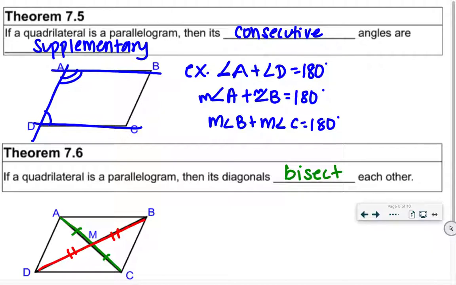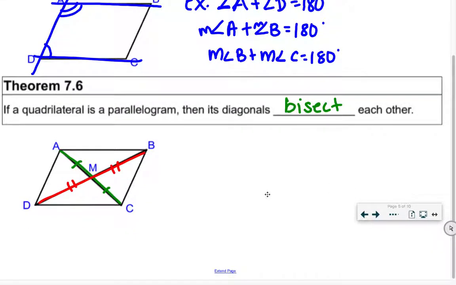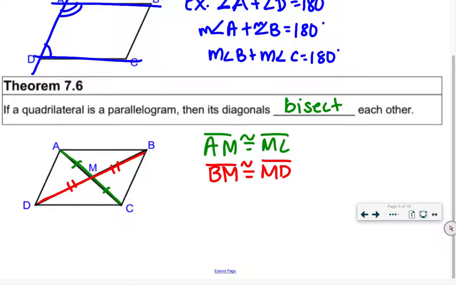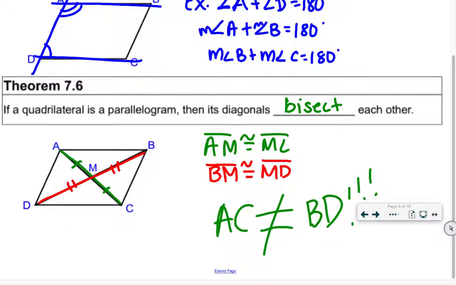When you have a slanted figure like that, one diagonal will always be longer than the other diagonal because it's a slanted figure. But what it means is that the two halves of AC, so AM and MC, are going to be congruent to each other. And the two halves of the other diagonal are going to be congruent to each other. But AC does not equal BD. That's a special shape. But in a normal parallelogram, the diagonals are not the same length, and that should make sense. One of them has to be longer because the corners are further apart because it's slanted. But they're cutting each other in half.